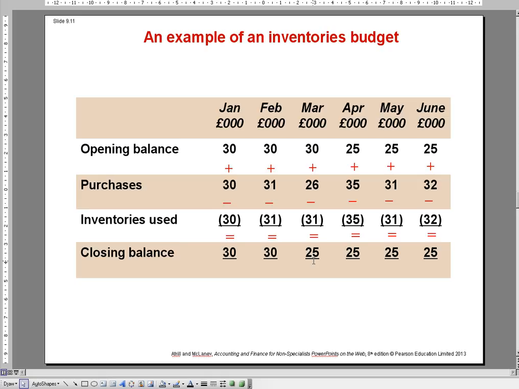So there we are. We have the income statement translated into a cash flow statement, and checking on the purchases by having an inventory budget to support your cash flow budget.